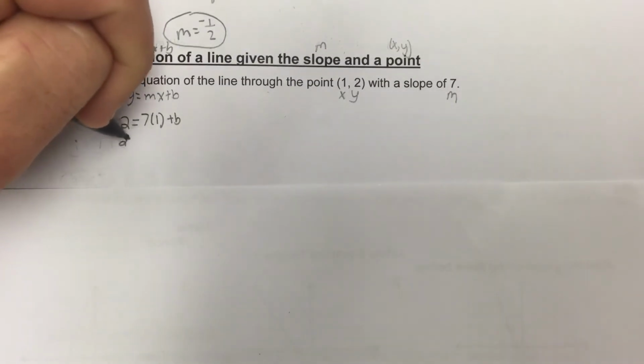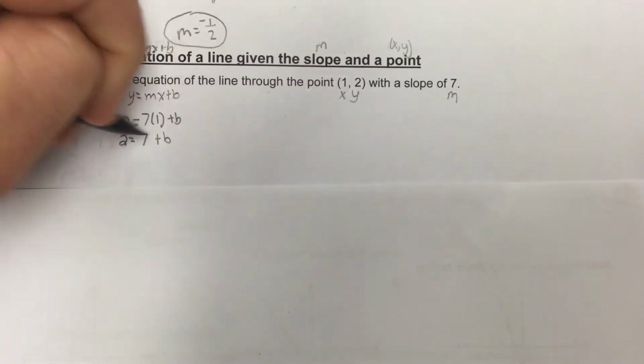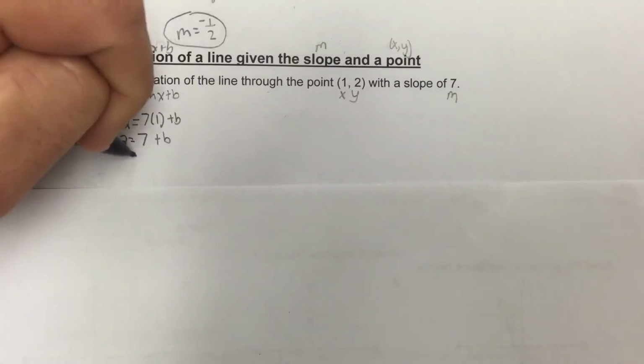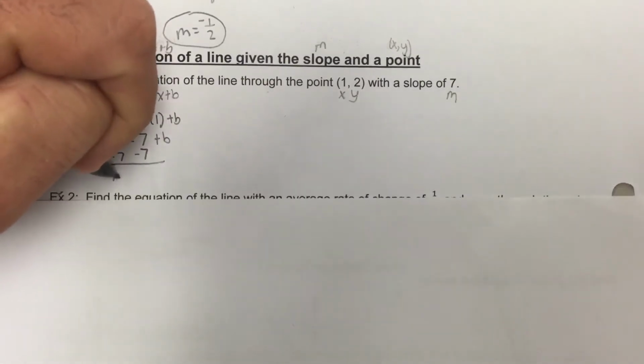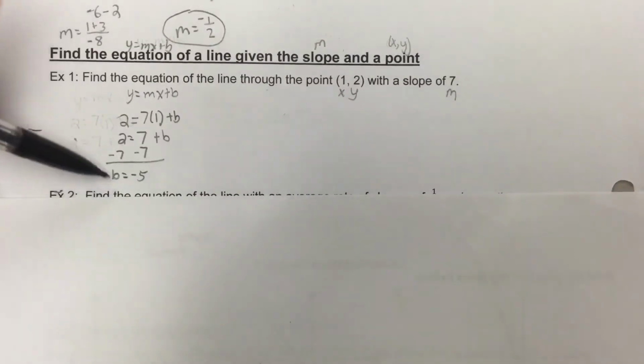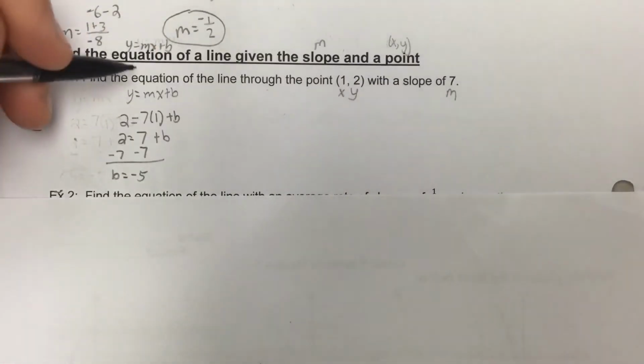So I would do 2 equals 7 times 1 is 7, plus b. And I want to get the b by itself, so I'm going to leave the b here because it's already positive and move the 7 to the other side. And since it's positive, I had to subtract it. And I get b equals negative 5. Now, you're not done yet. That's saying b is your y-intercept, but it wants to know the equation of a line.